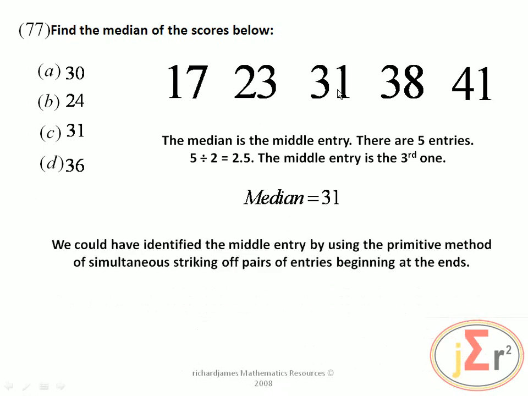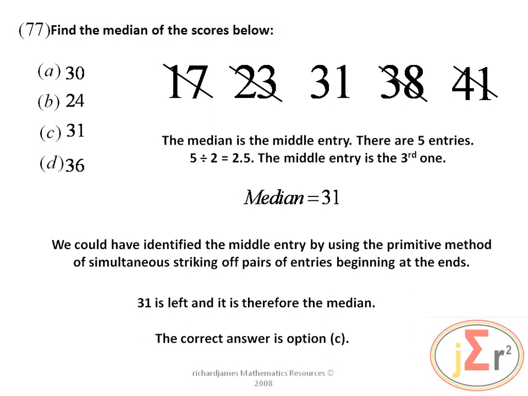We could have identified the middle entry by using the primitive method of simultaneously striking off pairs of entries beginning at the ends. So cross off one at the left and one on the right. Then cross off the other in line, and the one that is left is the median. 31 is left, and it is therefore the median. The correct answer is option C.